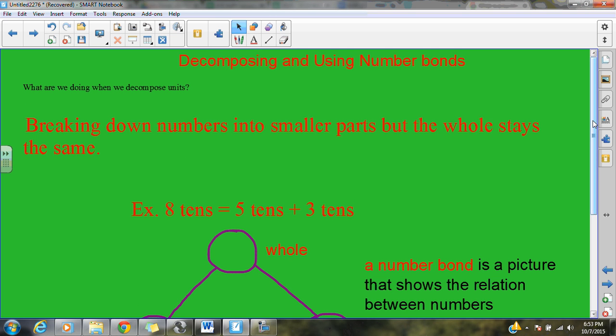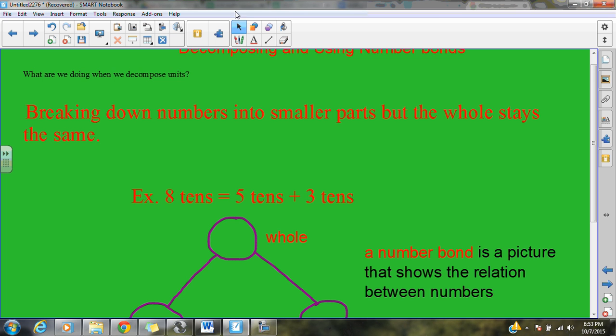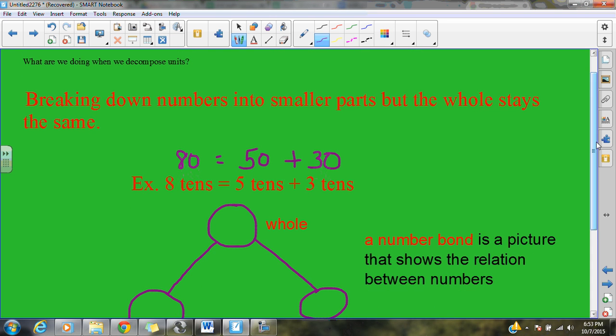And here's an example. I could have 8 tens, which is really the number 80, but I can break that down into 5 tens, which is really the number 50, plus 3 tens, which is really the number 30. So I could break this down. Because 50 is easier to work with than 80, I can think of it as 5 tens plus 3 more tens to get there. Most of the time you will see people break things down in tens and probably sometimes fives, but those are some easier numbers for you to work with.